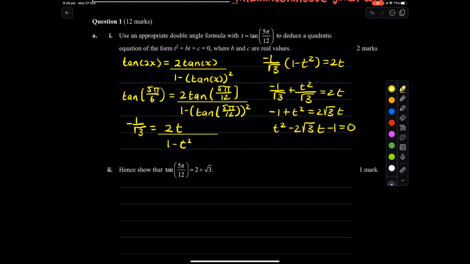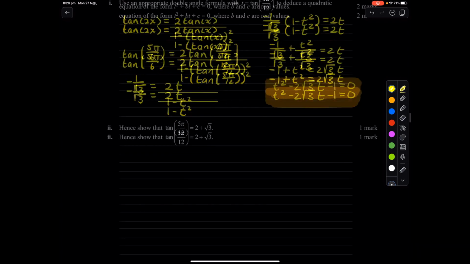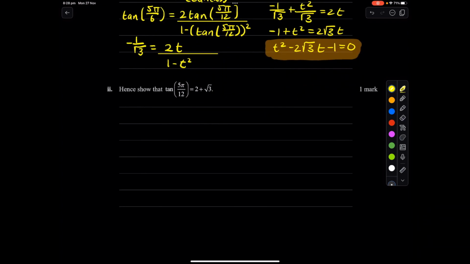Is it in that form, t squared plus bt plus c, where b and c are real numbers? That's good. That's pretty much it. So let's highlight that nicely. Okay, next question. Hence show that tan(5π/12) equals this.